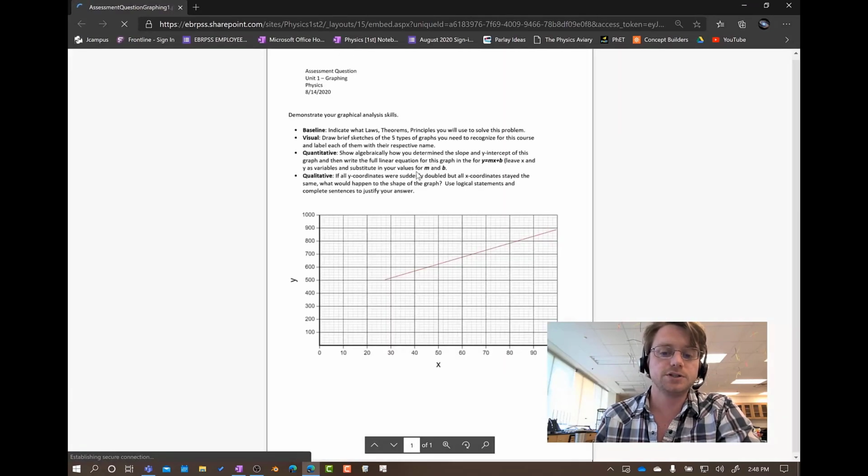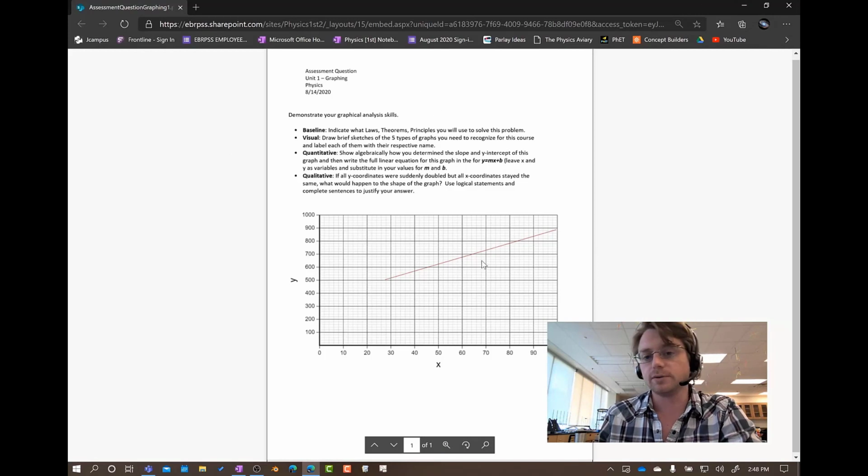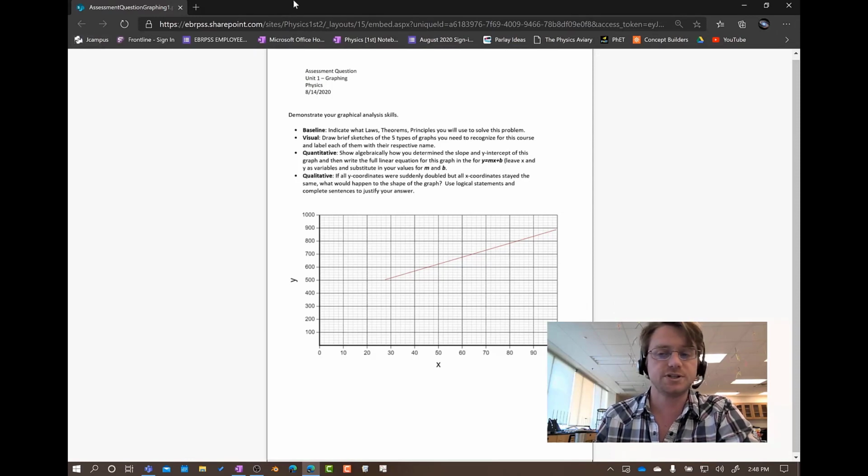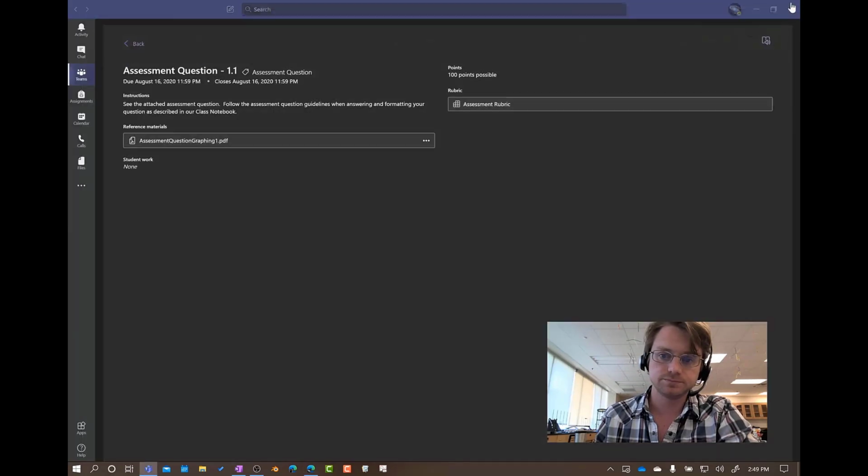Now it's opening the question, which is a PDF file, within my web browser of choice, the default web browser. I can do the same stuff, zoom in, zoom out, scroll around, rotate it, whatever. You could also download it and open it on your computer in offline mode. So that's how we can get to the assessment question.